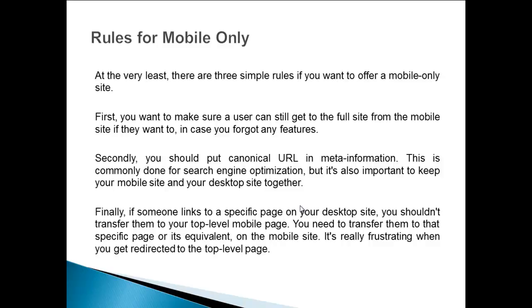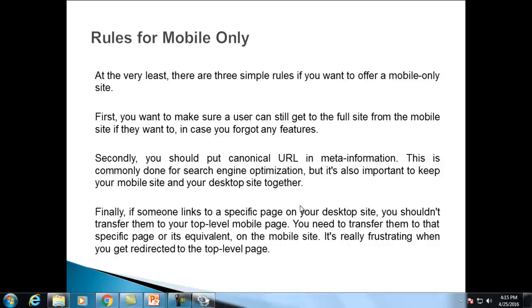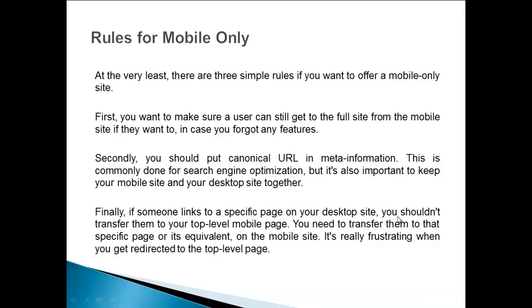Secondly, you should put canonical URL in meta information. This is commonly done for search engine optimization, but it is also important to keep your mobile site and your desktop site together. Finally, if someone links to a specific page on your desktop site, you should not transfer them to your top level mobile page. You need to transfer them to that specific page or its equivalent on the mobile site. It is really frustrating when you get redirected to the top level page.